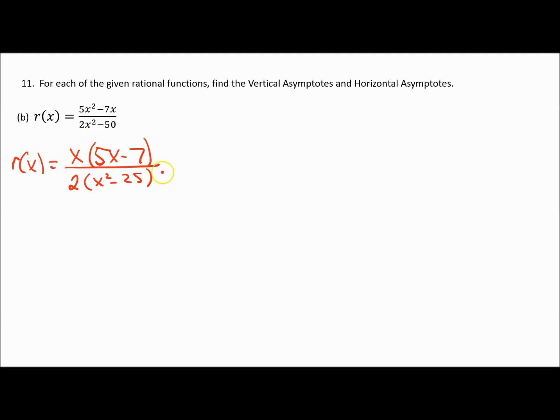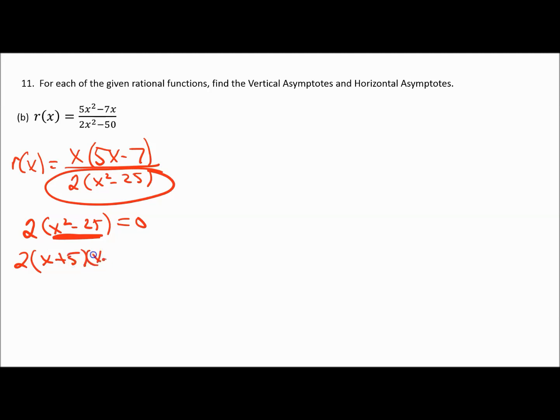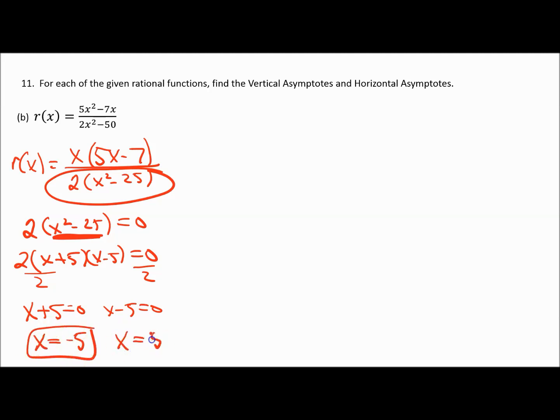So what I'm going to do is set this denominator equal to 0 and solve. Now, if you'll notice, this will factor more. That'll factor into x plus 5 times x minus 5. But still nothing cancels with what we had in the numerator. Now, to solve this equation, I can just simply divide both sides by 2, and that 2 simply disappears. So x plus 5 equals 0, and x minus 5 equals 0. It gives me 2 vertical asymptotes. One is at negative 5, and the other is at positive 5.